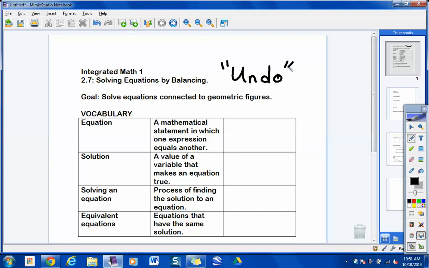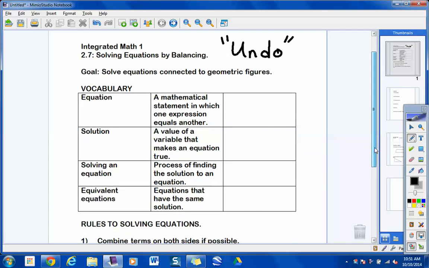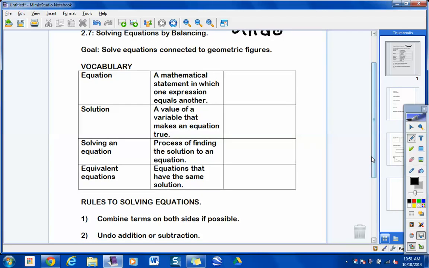Okay, let's get some things established right here. First of all, what is an equation? How about a volunteer to read this for me, please? Go ahead. A mathematical statement in which one expression equals another. So we have to have an equal sign. You've seen stuff like this. In my example column, I might have something like 2x plus 7 equals, I don't know, 15.